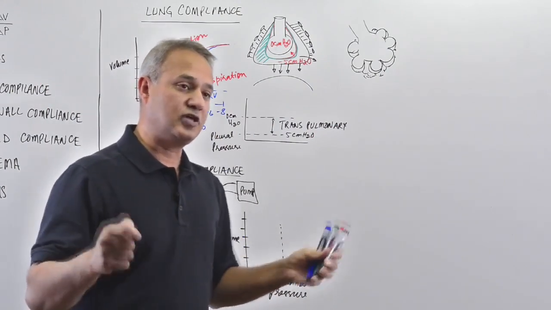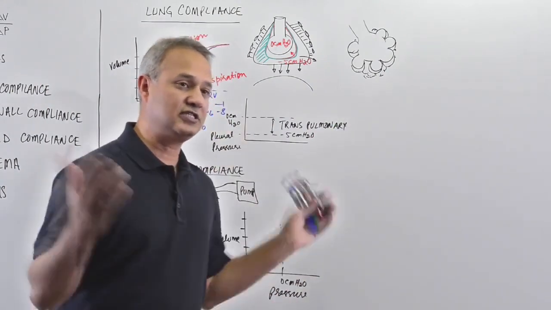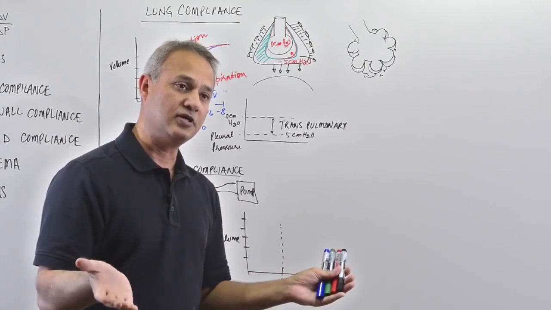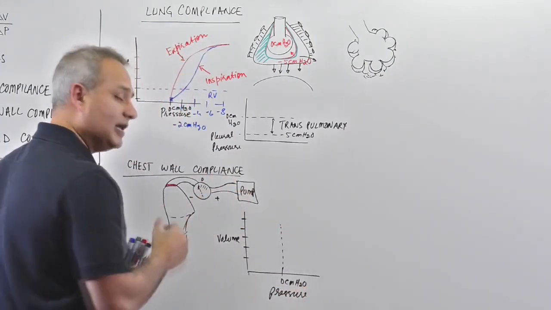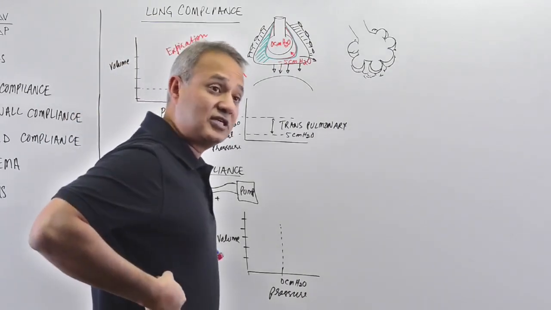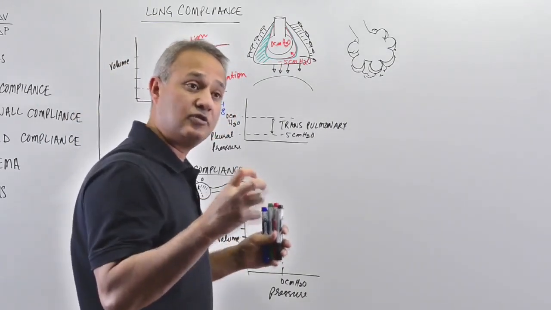If you took a tractor trailer and ran it over the chest, yes, it is going to become mushed and it is going to become zero volume. However, a normal chest will never go to zero volume because there are ribs attached here, and ribs are not going to collapse down to zero volume.